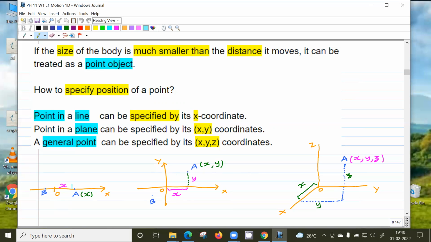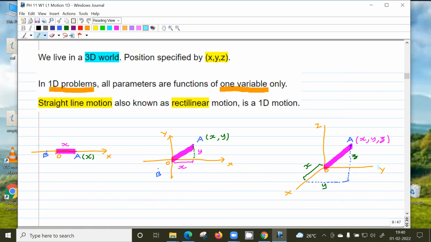It's along the x-axis. So the particle is moving like this. Okay, second one is plane. Plane means we need two coordinates, x and y. Line means we just need the x coordinate. And in general, if it is a point in space, we need all three coordinates, x, y, and z. So for us, we need just three coordinates because we are living in a 3D world.